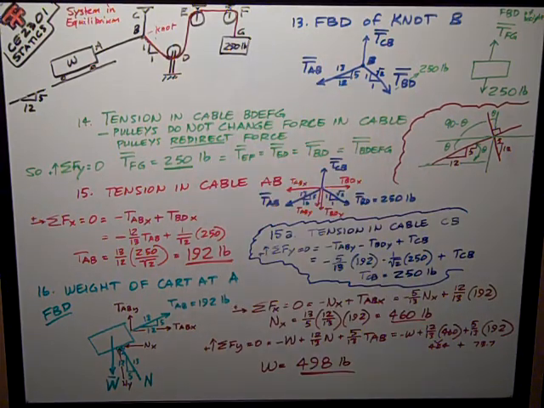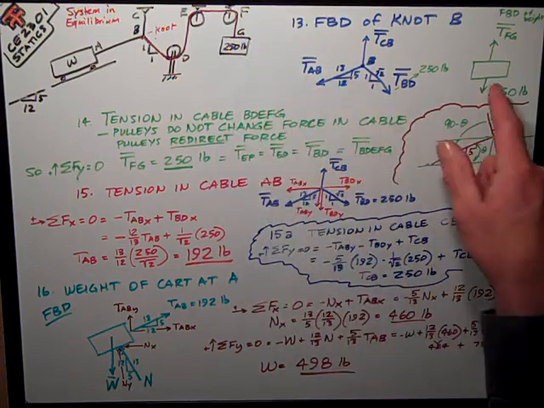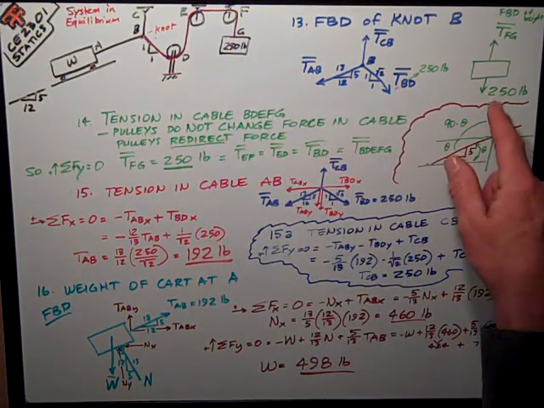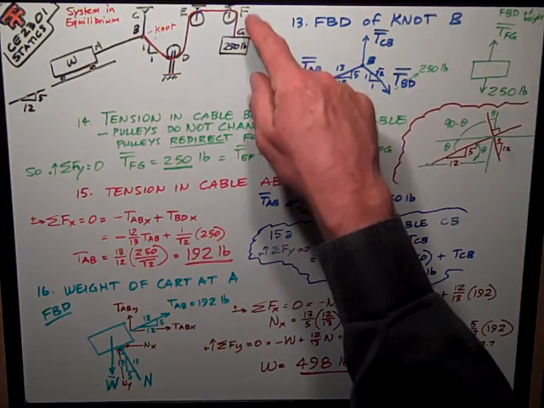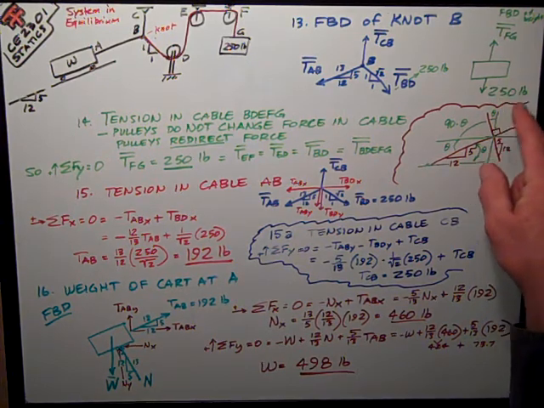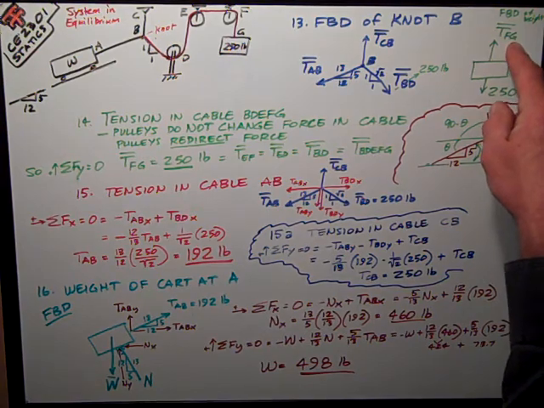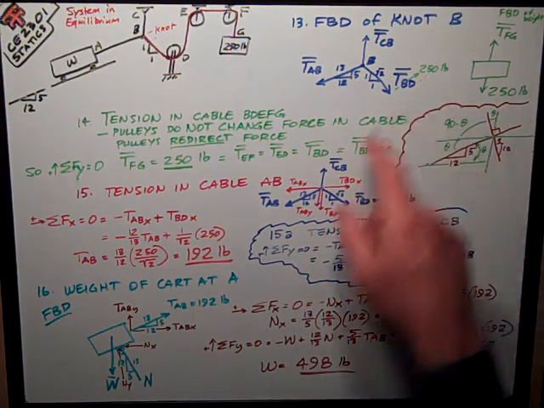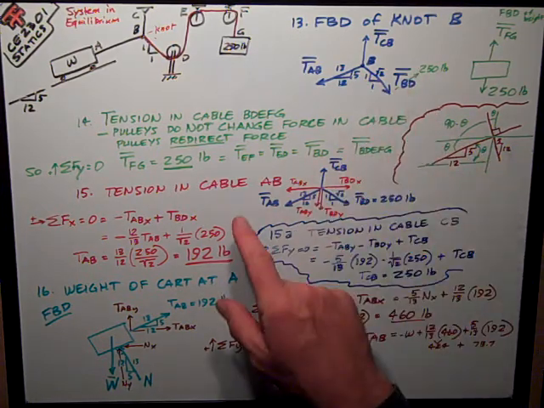The key to solving these problems is doing a good free body diagram and then doing sum of forces. So I can just do a simple free body diagram of the 250-pound weight itself, and I can see obviously the force in the cable, TFG, has got to be equal to the 250-pound weight. So that force is 250 pounds, and I can then substitute that into this free body diagram, which we'll use here in a minute.